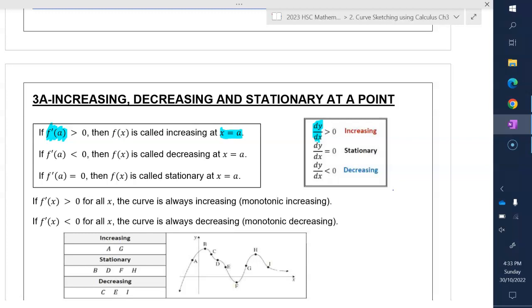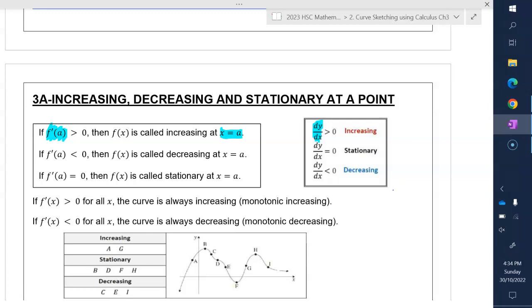Okay, so let's go through our parts in the boxes. The first part says that if f dash of a is greater than or equal to 0, then the function is called increasing at that point. And that would be happening down here where point A is and here where point G is. So the function is increasing in this part of our curve through A and through G. If I took the derivative at that point, I would get an f dash or a dy dx greater than 0. So that's written the same over here. So dy dx is greater than 0 at that point, it would be increasing. And we'll show you that in an example soon.